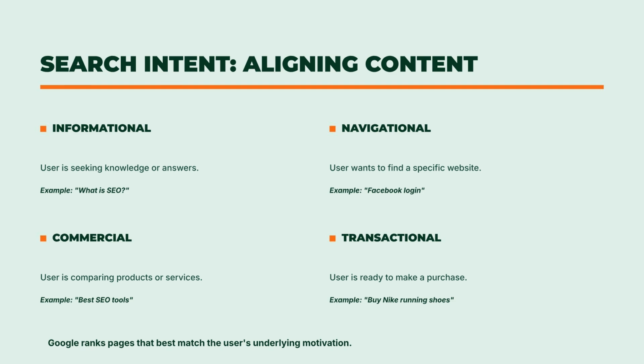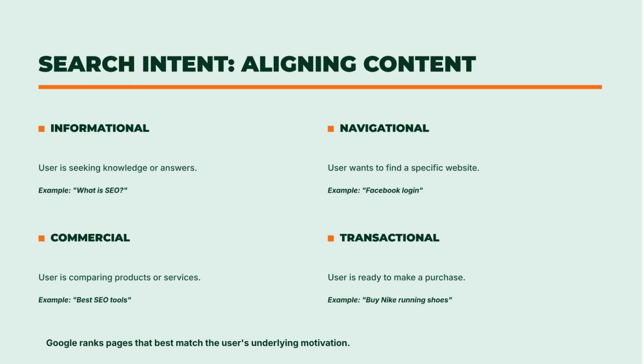Aligning content with search intent is critical. Intents include informational, seeking knowledge; navigational, seeking a specific site; commercial, comparing products; and transactional, ready to purchase. Google ranks pages that best match the user's underlying motivation.